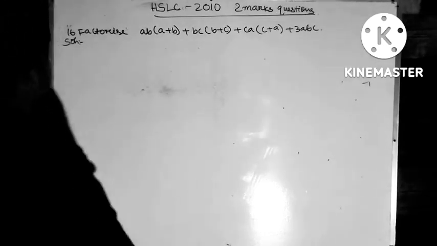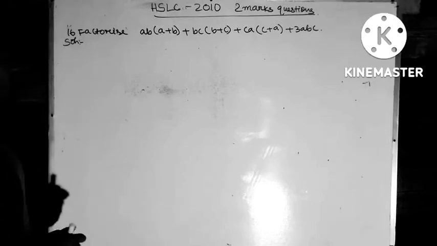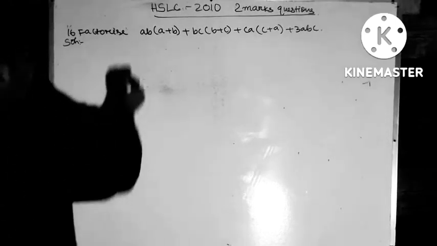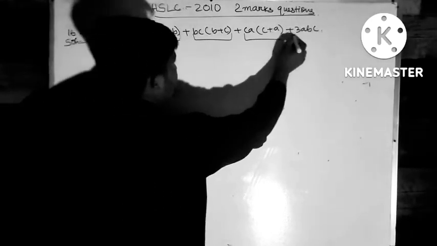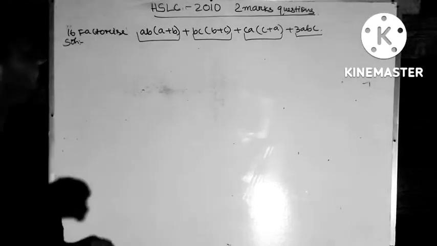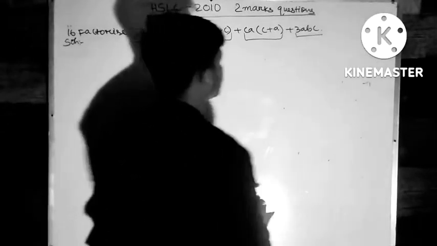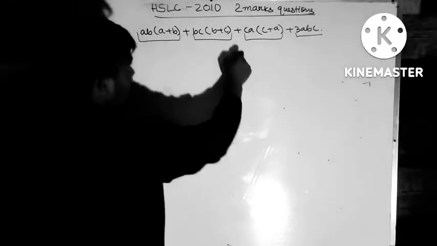Alright, next question number 16. Now how are we going to solve this? Now let's see how many terms are here. Here is 1 term, here is 2 terms, here is 3 terms, and here is 1 term. That means 4 terms together. Or just forget about this. Try A, B, C, just forget about this. Consider this, 3 terms, 1, 2, 3.